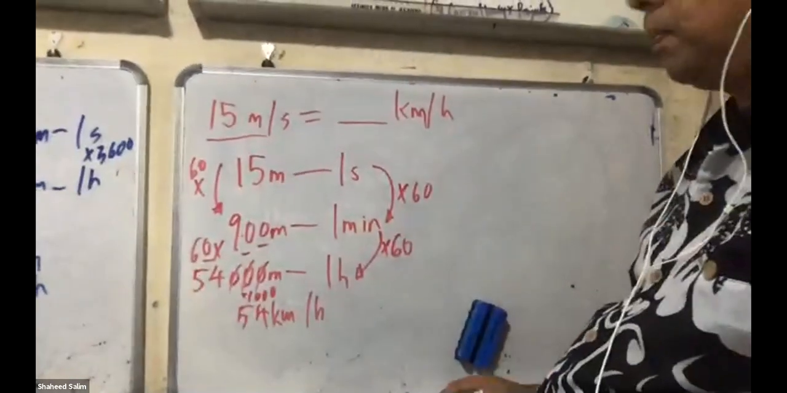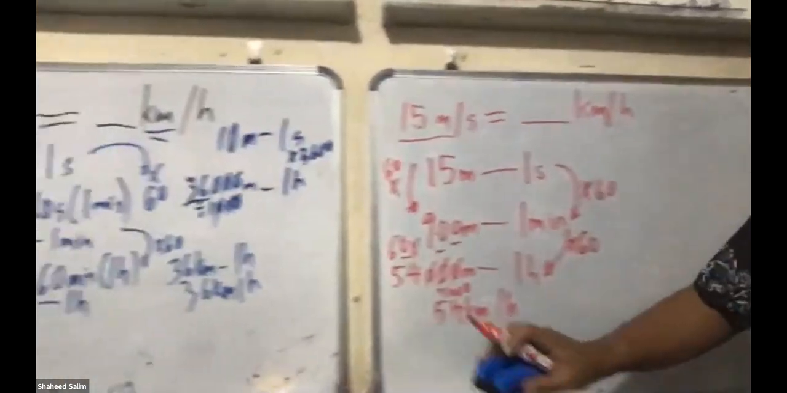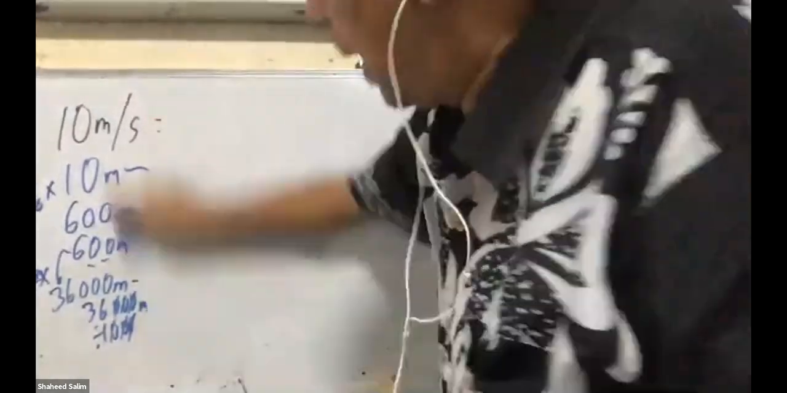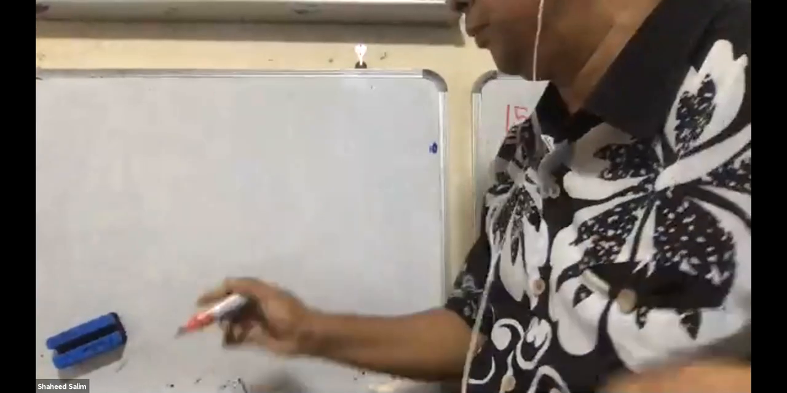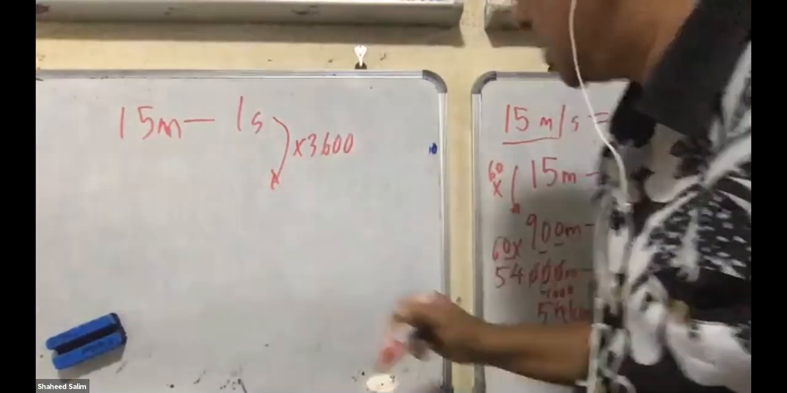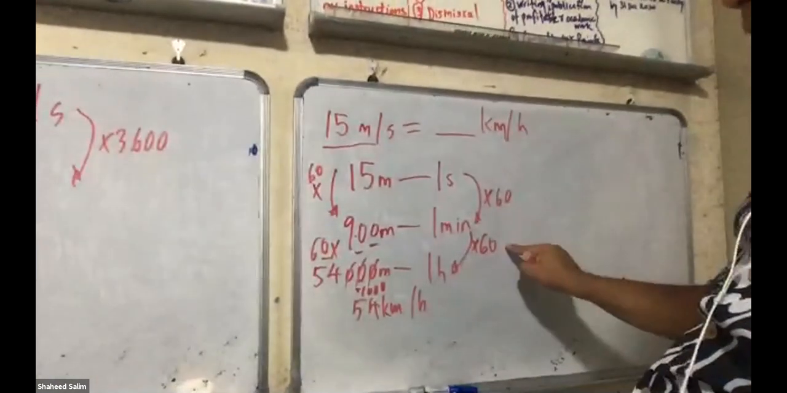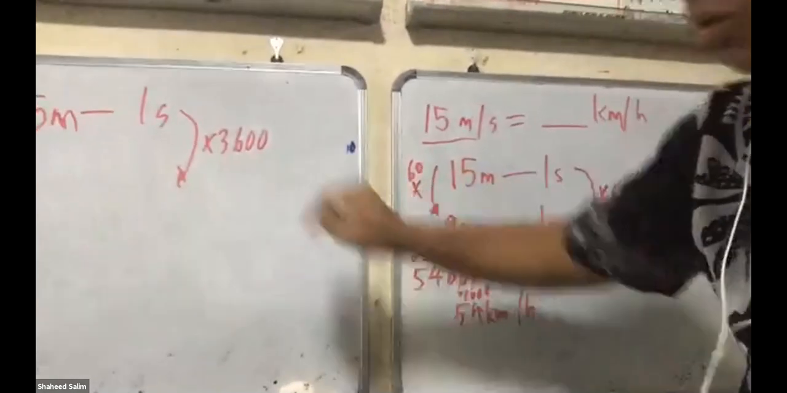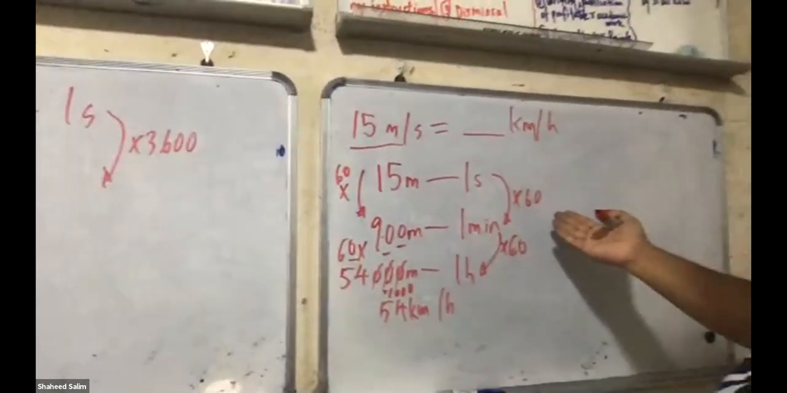You want to use the formula, no problem. Okay, let us use the formula for 15. Because your teacher may have taught you using formula. I'm worried about using formula if you don't understand what's happening, no meaning. Let's say meters in 1 second, you want to change it to hour, times by 3,600. Why 3,600? Because 60 times 60, 6 times 6, 3,600. That's why you times by 3,600.